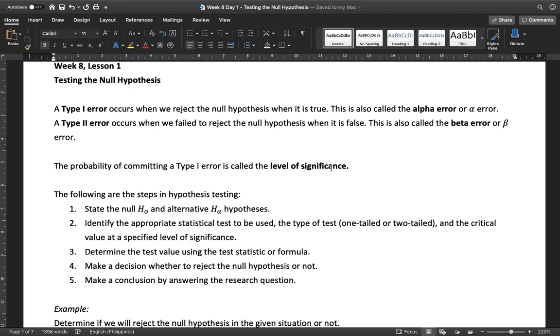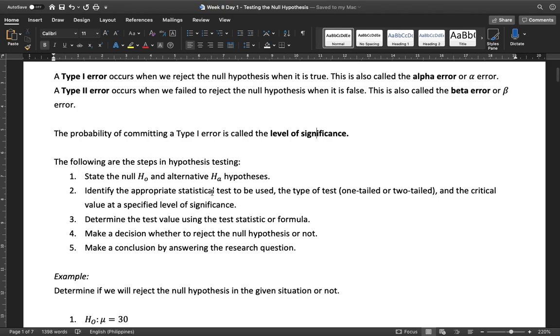Okay? So, yun. There are several steps on how we perform hypothesis testing. So, the first step that we do is we state the null and alternative hypothesis, which nagawa na natin in our previous lesson. Second step, we identify the appropriate statistical test to be used. There are several tests na pwedeng gamitin na pag-aaralan natin as we go along. The type of test naman natin, it could either be a one-tailed or two-tailed. And the critical value at the specified level of significance. We're going to have a deeper discussion about that naman kapag meron na tayong specific test na gagamitin. In our next lesson pa naman yan.